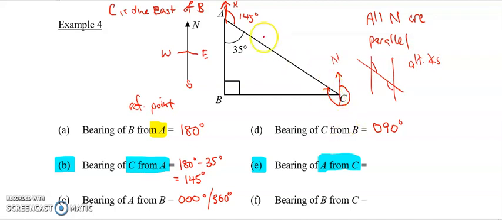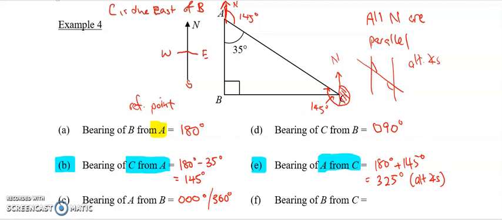Alternate angles, a bit of a revision. So we can find this bearing by using 180 degrees plus 145 degrees, so we will get 325 degrees. We can put in the reasons: alternate angles, because we use alternate angles to identify this big angle is 145.